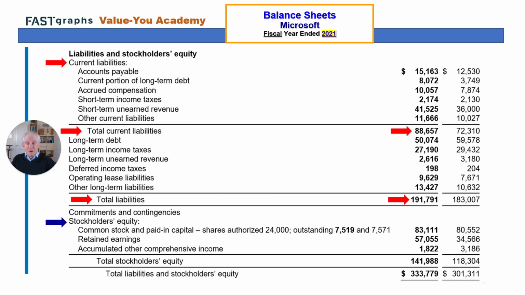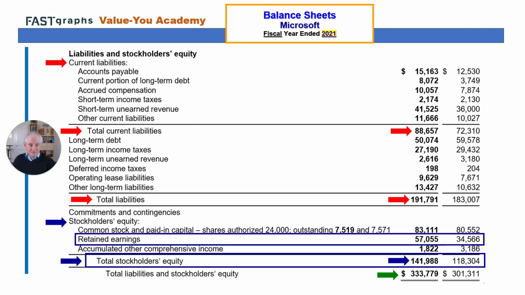Retained earnings, remember, are profits put back in since they started. I love to see this. Their retained earnings have gone up from 34.6 to 57 over the last 12 months. We're going to see that now. Remember this line item right here. Let's see. There it is. Retained earnings, that's the profits put back in.